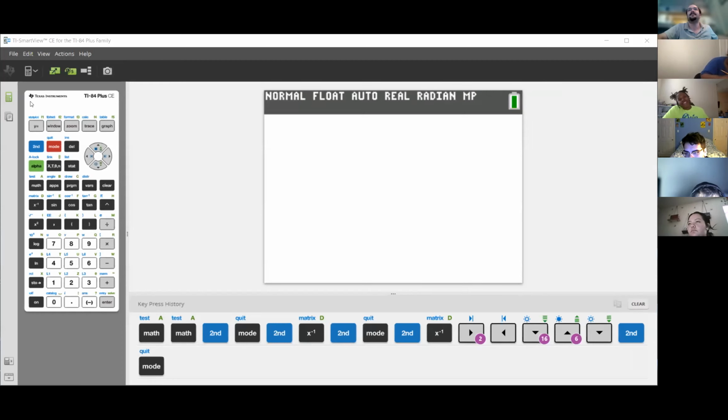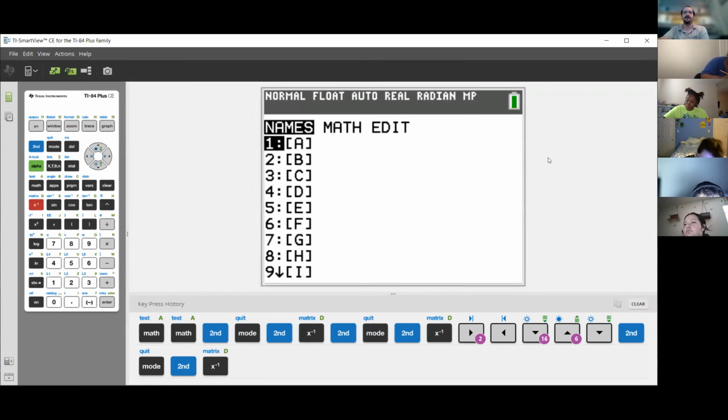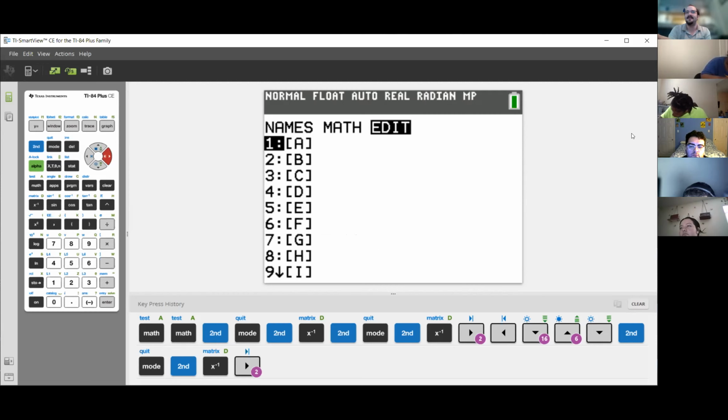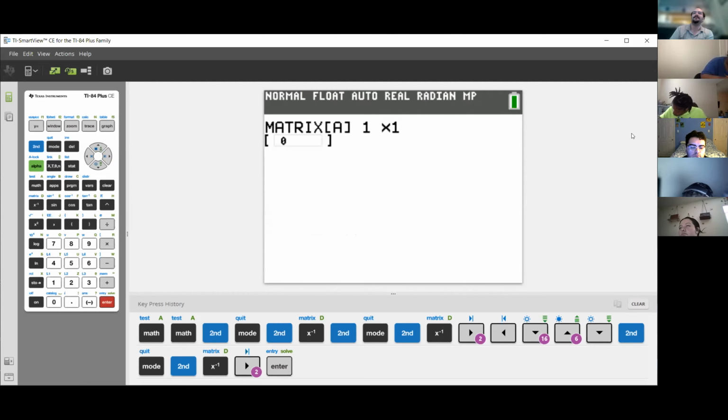TI-84. It has a thing that says matrix in it, right? So we look at the menu. If you go second and you hit matrix, this brings up the names of your matrix. So if we want to recall the matrix, this is where we come to recall the matrix. If we want to actually put in information into the matrix, that's under the edit. If we want to do some math operations on the matrix, there's our math operations for the matrix. But we want to edit it to put in the information.